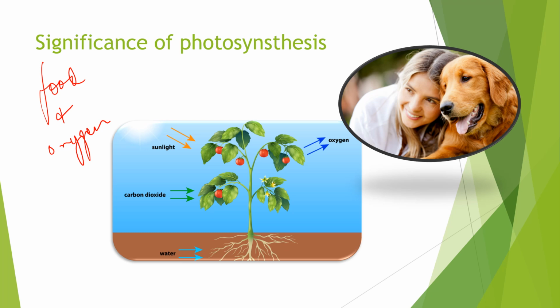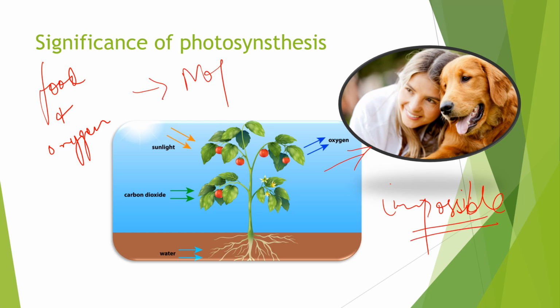Okay, so all living organisms require oxygen also, and this oxygen is released by the plants during photosynthesis. In the absence of photosynthesis, the oxygen level in the atmosphere would decrease and life on earth would be impossible. So without plants, without photosynthesis, life on earth will be impossible because there will be no food and no oxygen. Without food and oxygen, we and the other living organisms can't survive. So that is very important for all of us.